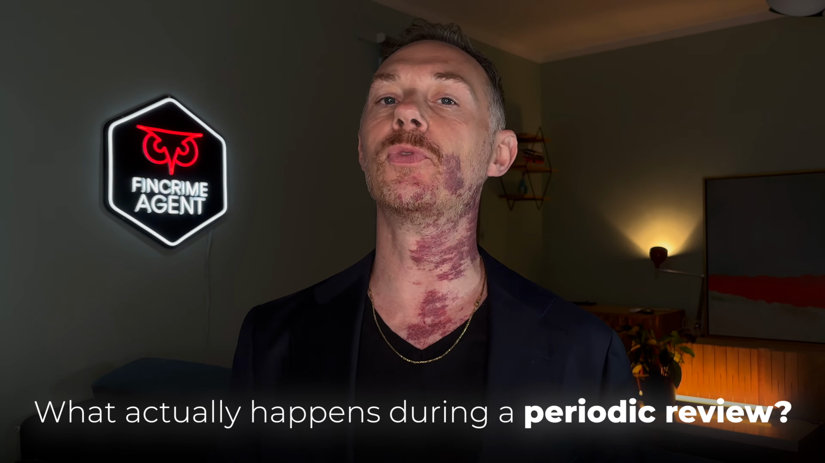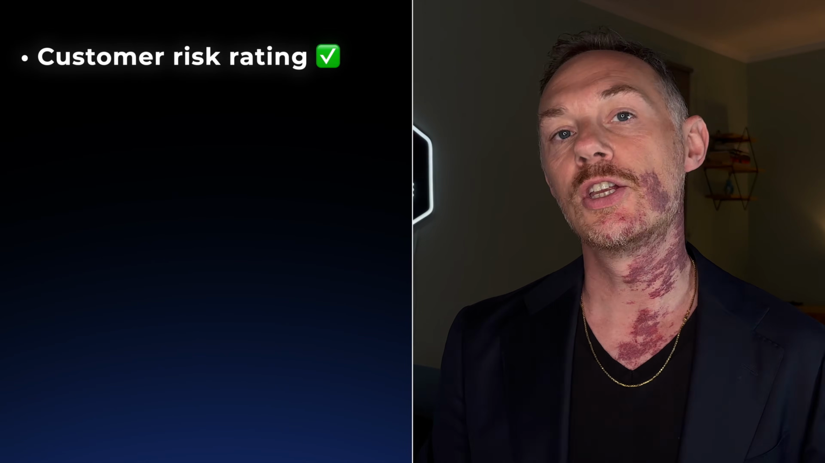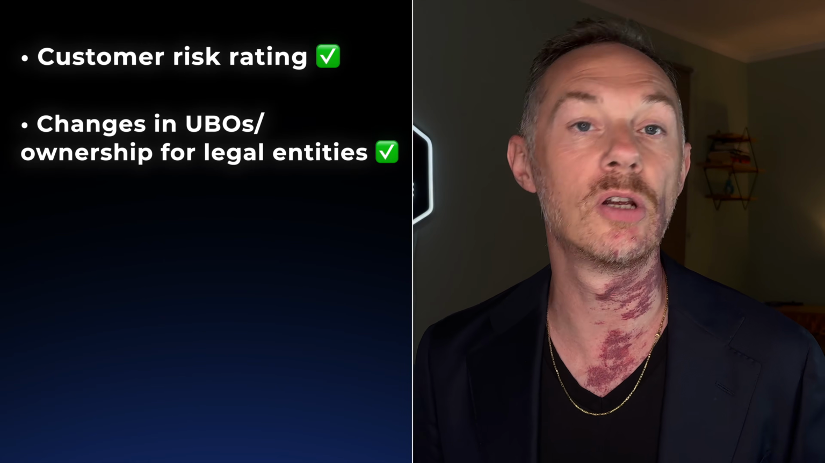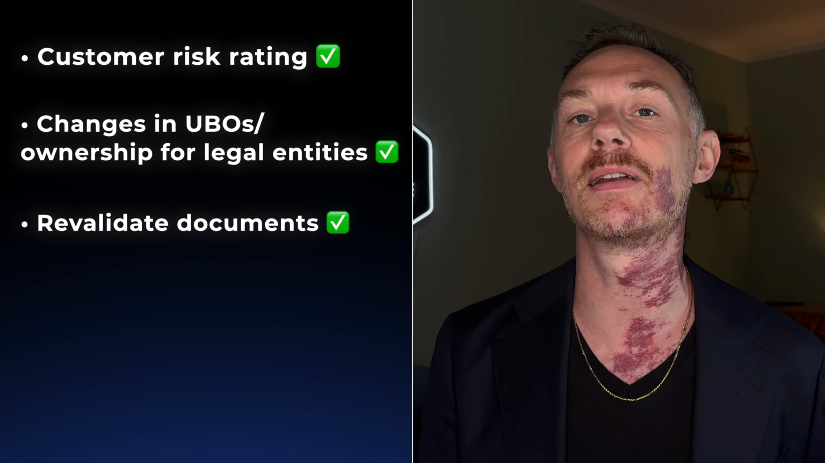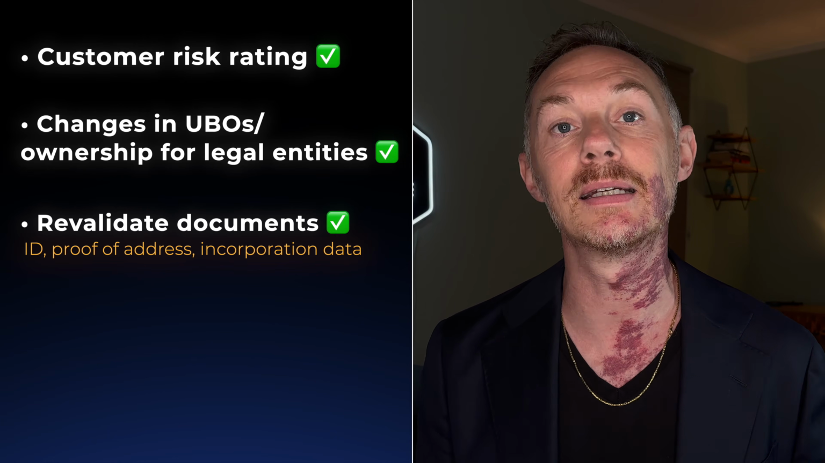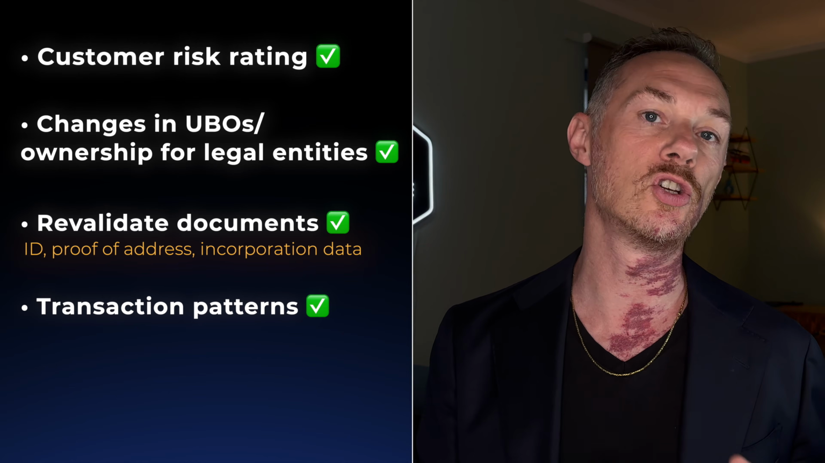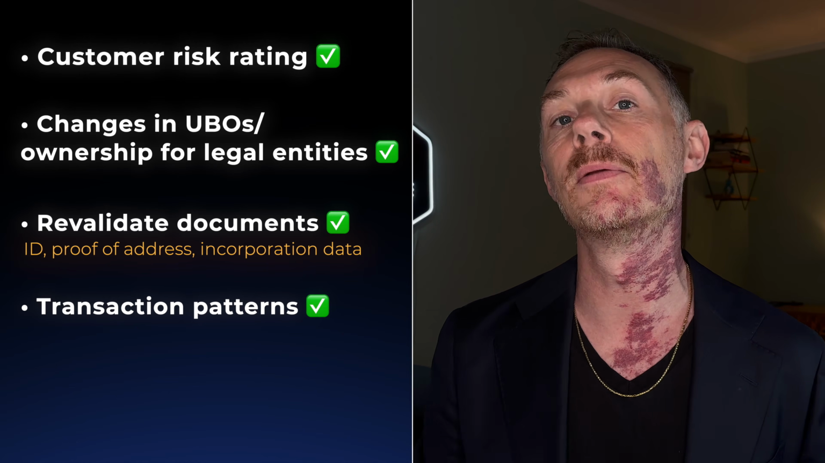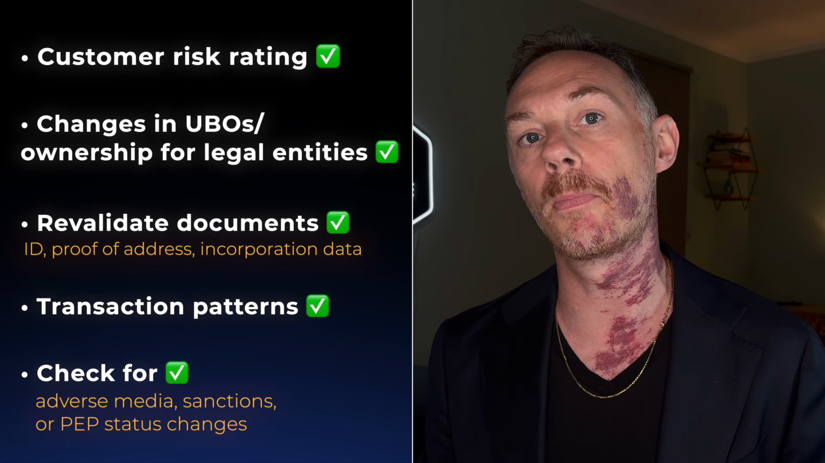But what actually happens during a periodic review? You'll typically reassess the customer risk rating, check for changes in the UBO ownership for legal entities, revalidate documents like ID, proof of address, and incorporation date, review transaction patterns to ensure they still match the expected profile, and check for adverse media, sanctions, or PEP status changes. Periodic reviews are your opportunity to re-baseline the relationship. Even if nothing has changed, the process helps prove that you are doing the right job, and of course, regulators expect you to do that.